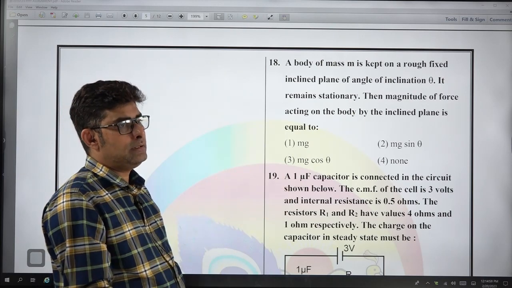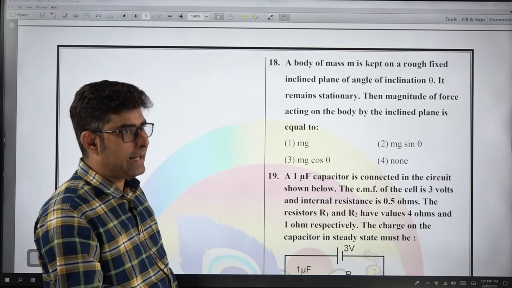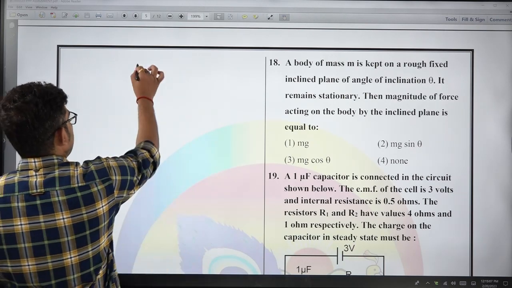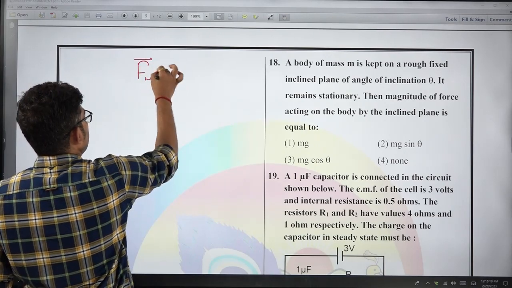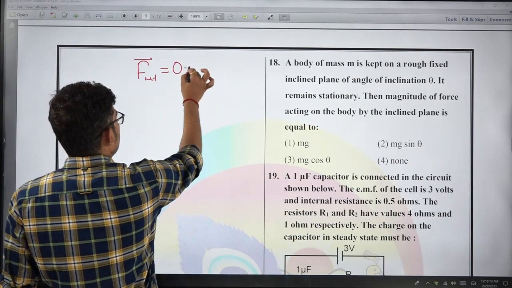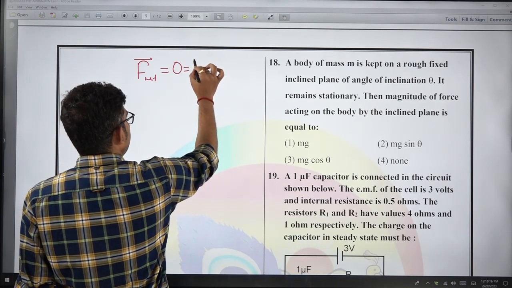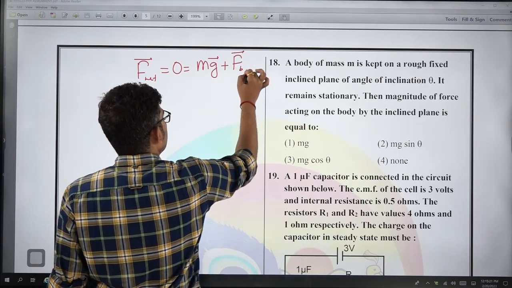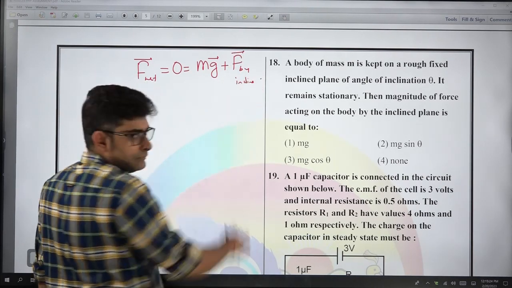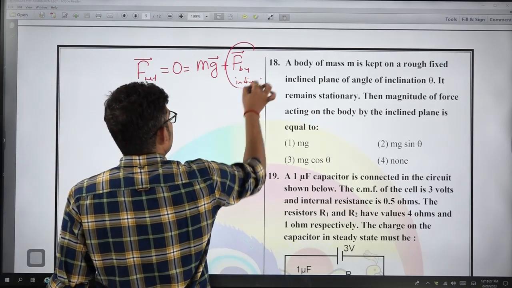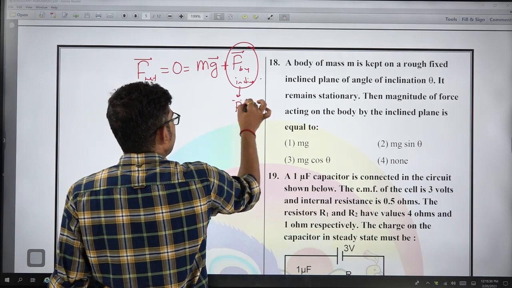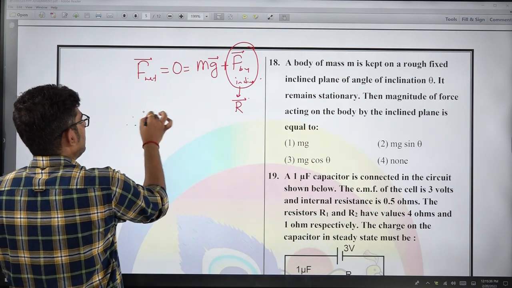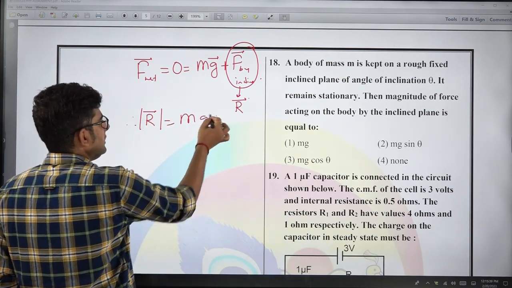So the inclined plane will exert a force, which is the net reaction force, and which other force is acting on the body? It will be gravity. So we will just say that since it is in equilibrium, net force should be 0. So what is the net force? Net force is gravity, which is mg, and force by the incline. This force by the incline, this only we call the net reaction force, R. So mg plus R is 0. They are asking what is the magnitude of R? mg. So what will be the answer?